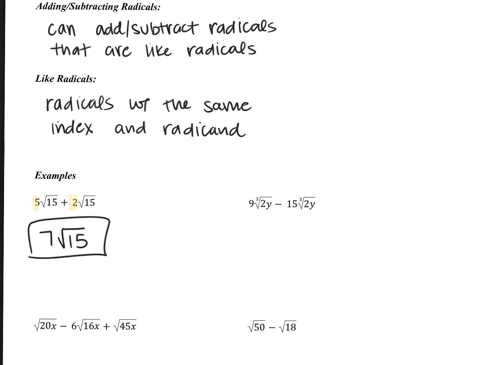So next we have 9 cube root 2y minus 15 cube root 2y. So again, do we have like radicals? Both of them are cube roots, and underneath those cube roots we have 2y. So they are like radicals, so I'm going to subtract my numbers. So I'm going to do 9 minus 15, which is going to give me -6, and then cube root 2y.